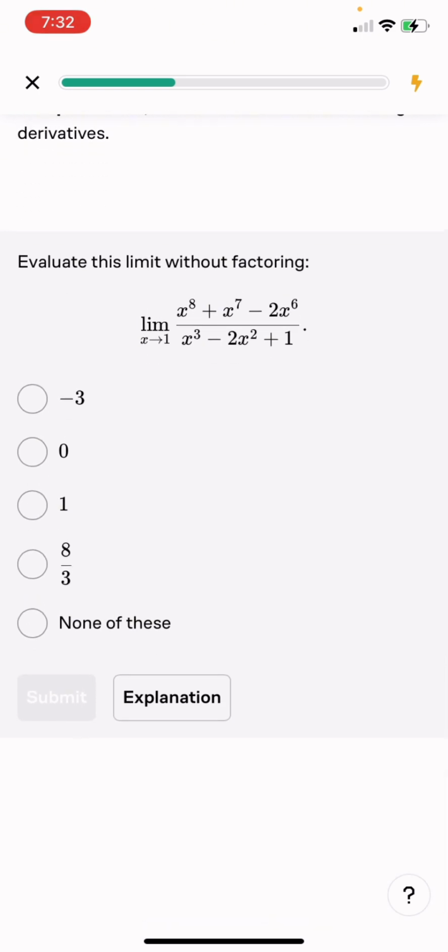Evaluate this limit without factoring. The limit as x goes to 1 of x to the 8th plus x to the 7th minus 2x to the 6th over x cubed minus 2x squared plus 1. Evaluate the limit. So we can eliminate here.